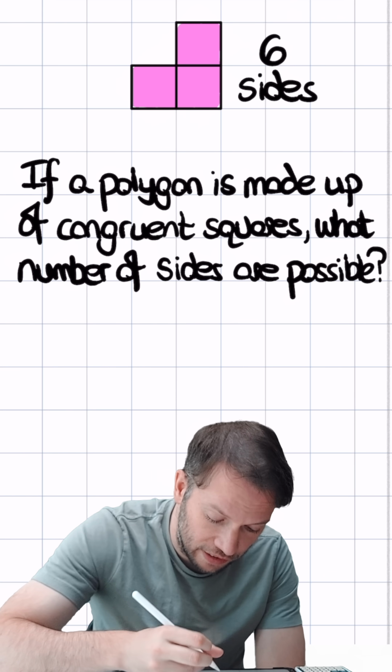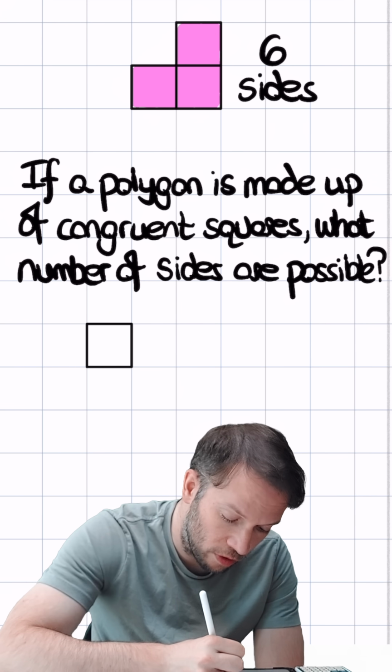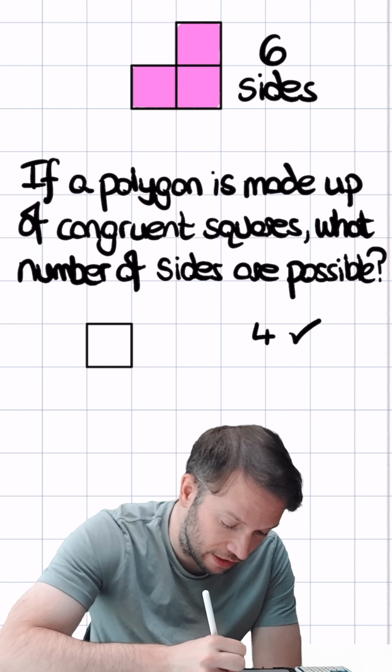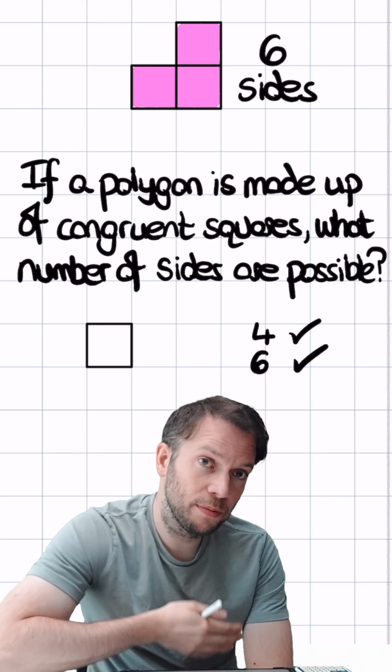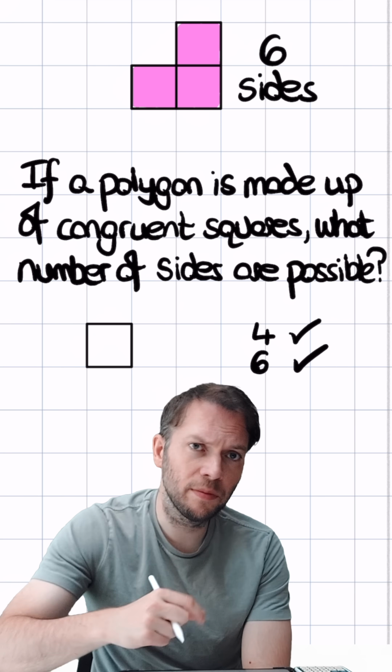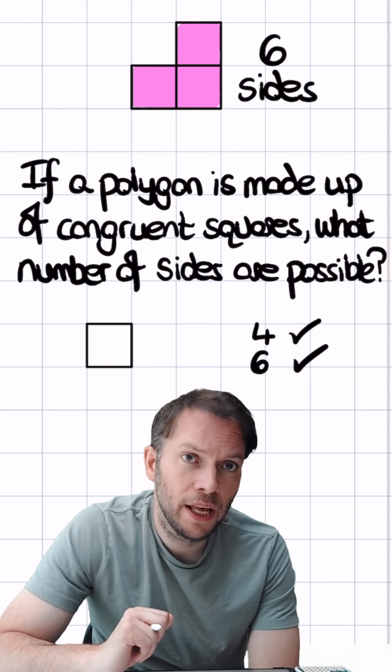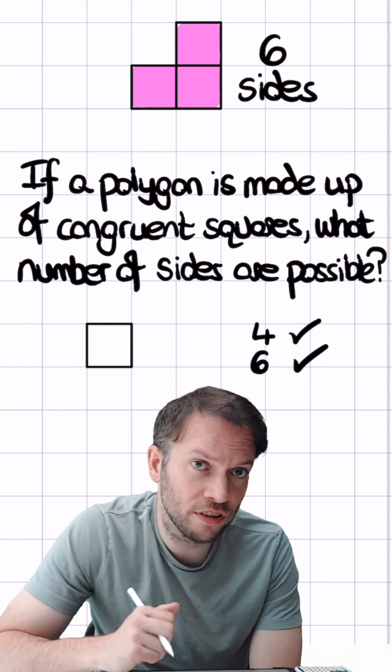Now, if you just had a single square, then we can see that 4 sides is possible. And we can see also above that 6 sides is possible. 8 sides is also possible, 10 sides is also possible. So it seems we can get any even number of sides that's at least 4. But how could we prove it? And how can we prove that we can't get an odd number of sides?